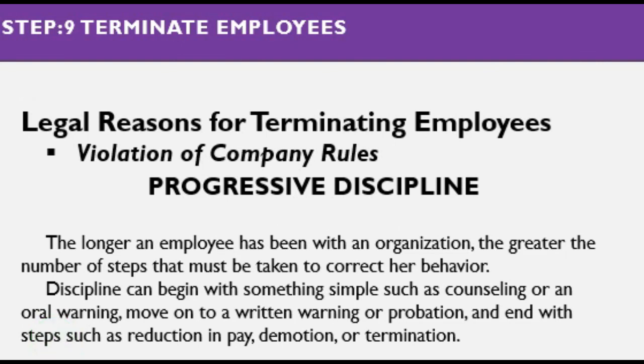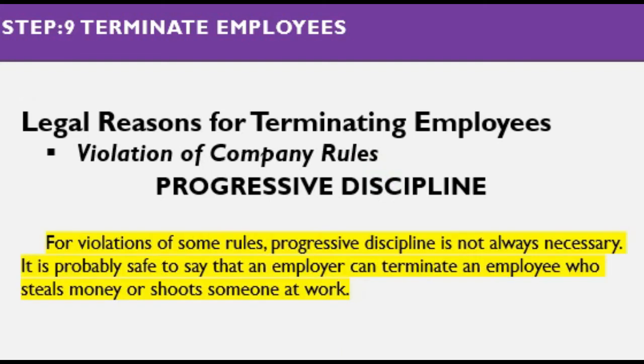Violation of company rules also. Progressive discipline: the longer an employee has been in an organization, the greater the number of steps that must be taken to correct her behavior. So discipline can begin with something simple such as counseling or an oral warning, move on to a written warning or probation, and end with steps such as reduction in pay, demotion, or worse, termination.